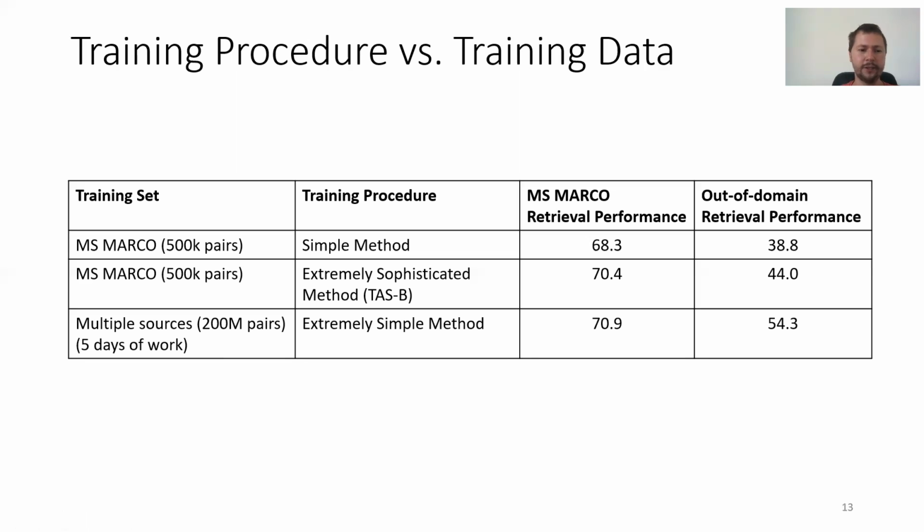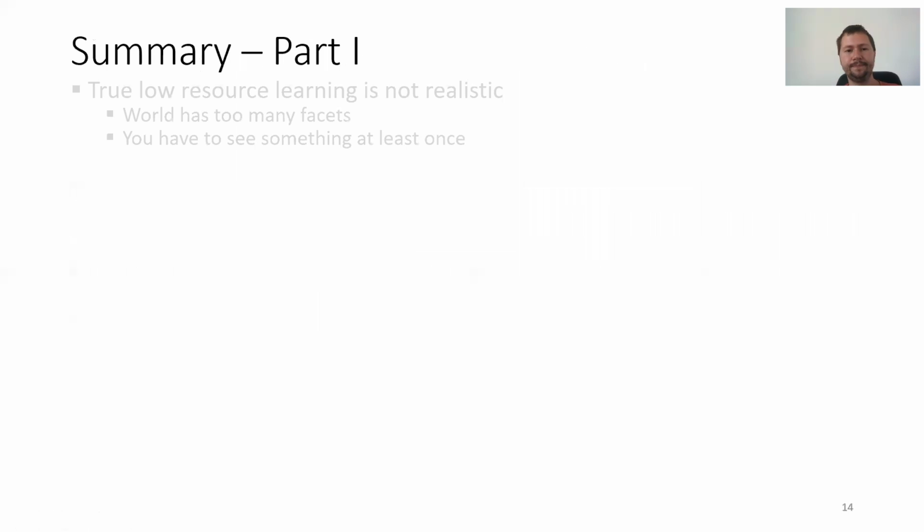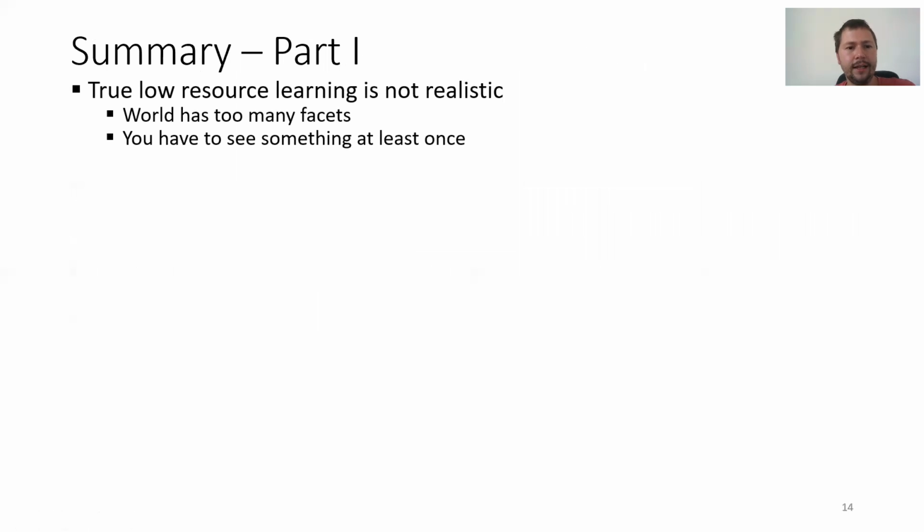So I can always recommend to work on your data and to get better and more data, then try to get better training procedures. So the summary of the first part: true low resource learning is, in my opinion, not realistic. The world has too many facets, and you have to see something at least once. So if you have never seen the drawing of Mona Lisa, you have no idea how the drawing of Mona Lisa looks like. So a model will not be able to retrieve it or to classify it.